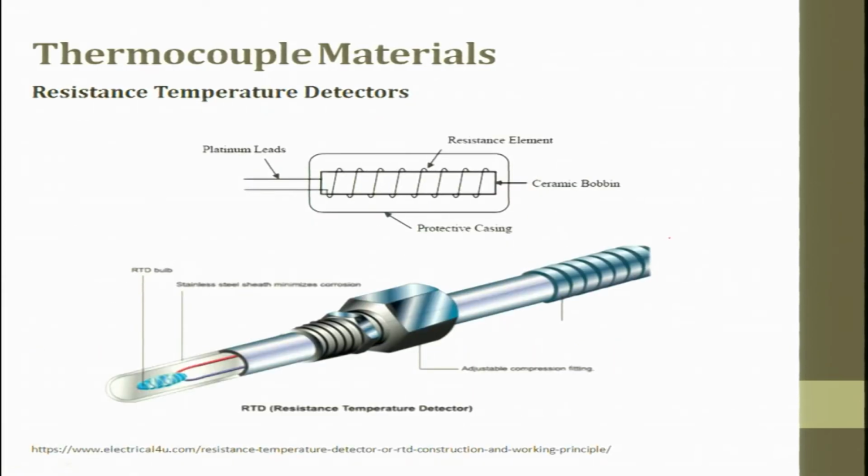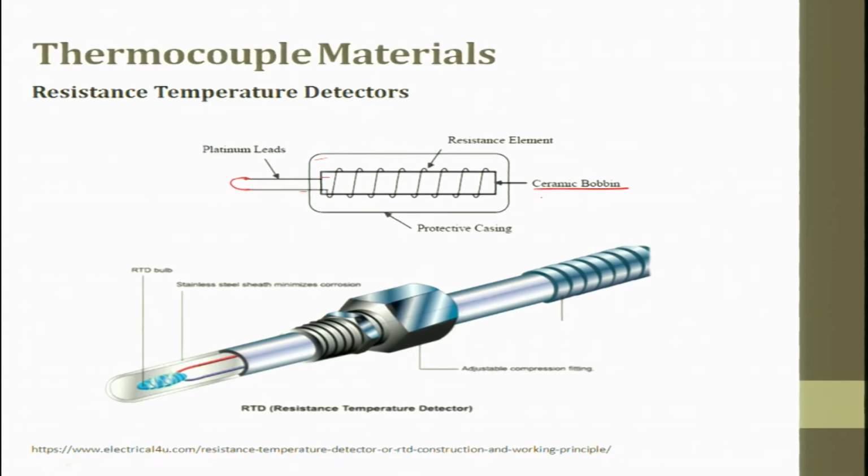This is how an RTD looks. A platinum lead is here. This is how it is exposed to the temperature, and then it is put inside a protective casing, and inside the protective casing the lead is wound around a ceramic bobbin. So, the temperature is measured, and this is communicated inside, and there is a resistance element. These are resistance elements, the ceramic bobbin, you try to get it.